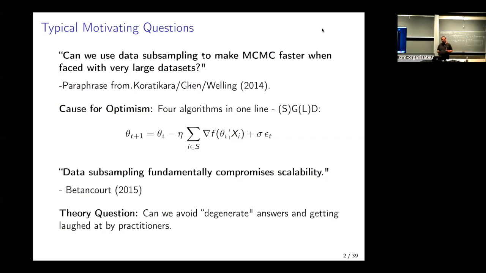And so I'm going to pick on Korattikara et al. because they were relatively early and they have a really nice introduction if you want to read it. And they ask, can we use data subsampling techniques to make MCMC faster when faced with very large data sets? So that's the question. And obviously, they were optimistic about being able to do so. And I think that that was basically the right thing to think at the time. There are a lot of stories that you can tell about why this is something that you should expect to work. I'm going to go through one of those stories on the board, but you can certainly see other ones.